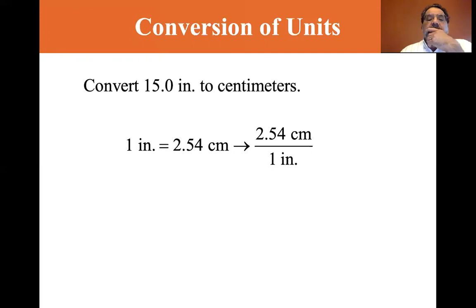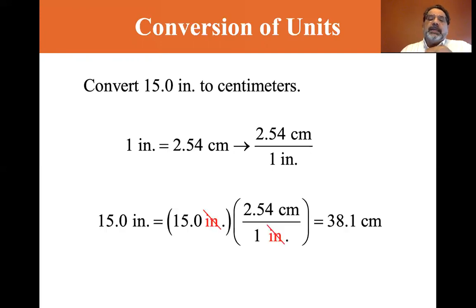Convert 15 inches to centimeters. 1 inch equals 2.54 centimeters. So it's 2.54 centimeters per inch. So 15 inches times 2.54 centimeters per inch. You notice you put the inches in the denominator because you want to cancel it. So 15 times 2.54 is 38.1 centimeters.